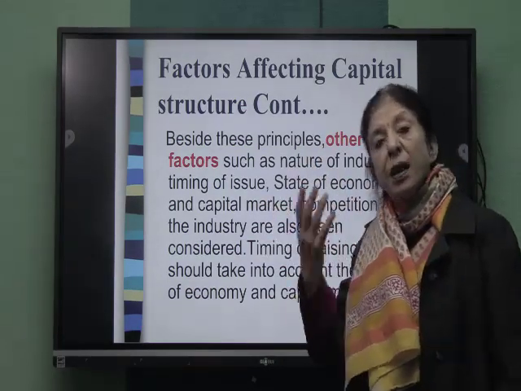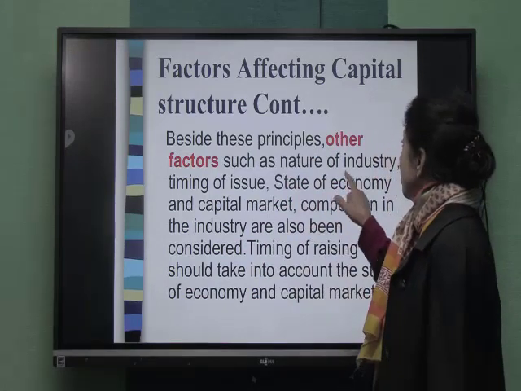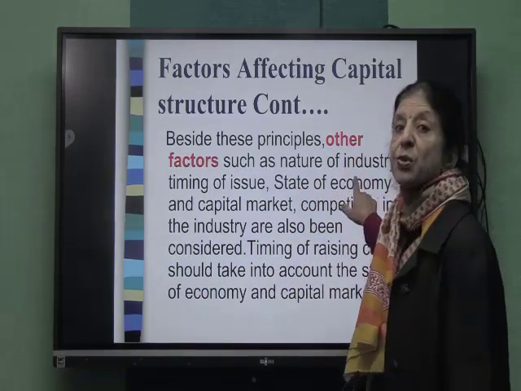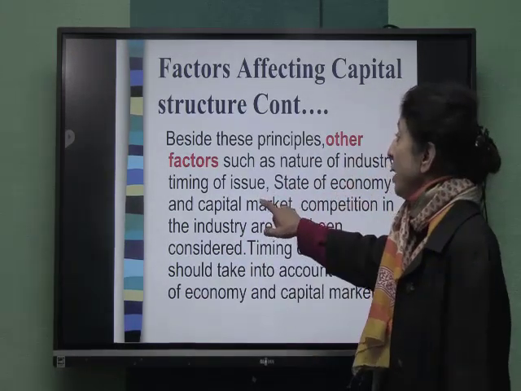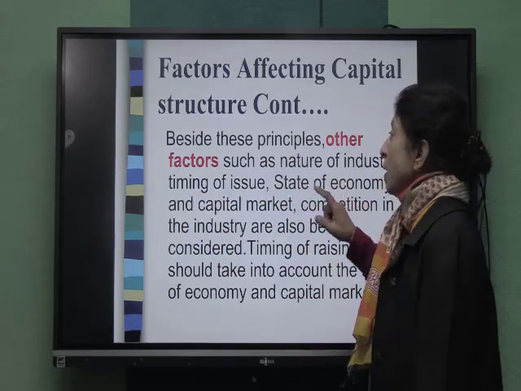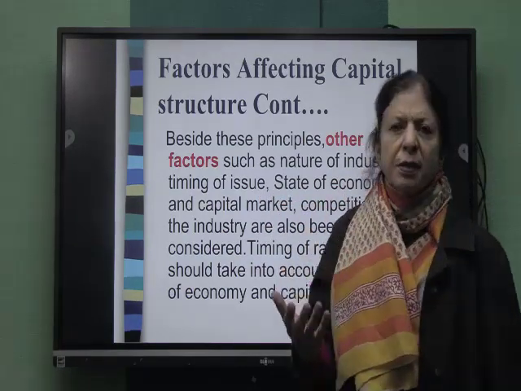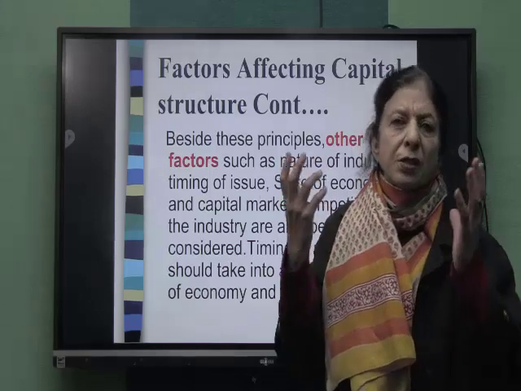Now, the next one. These are not the only factors. There are other factors also. The nature of the industry is a very important factor. Then the timing of the issue, the state of the economy, the capital market status, what the economy status is, what the global market is.